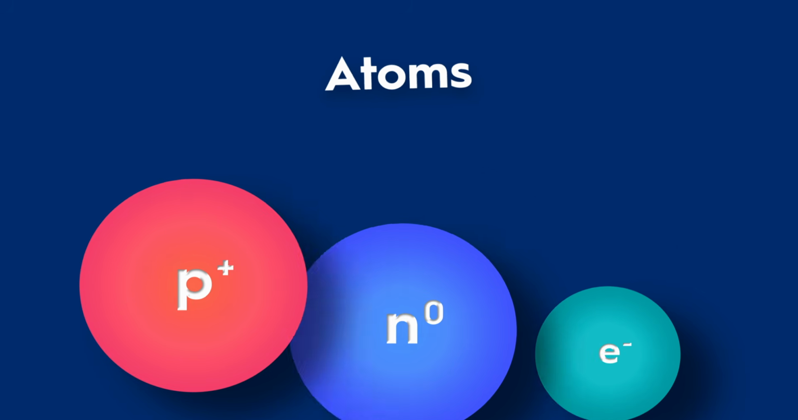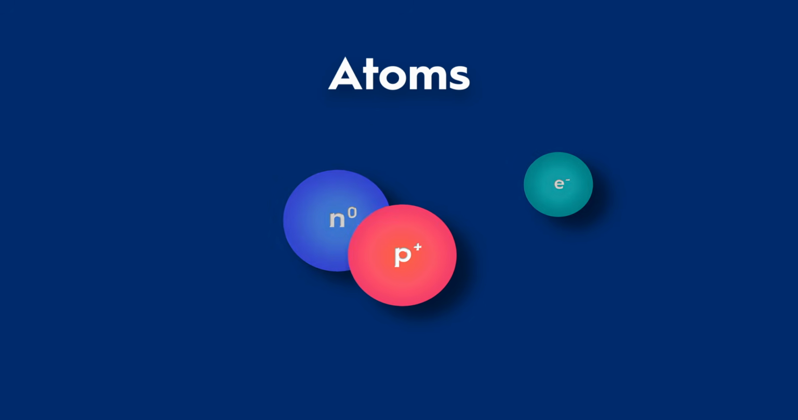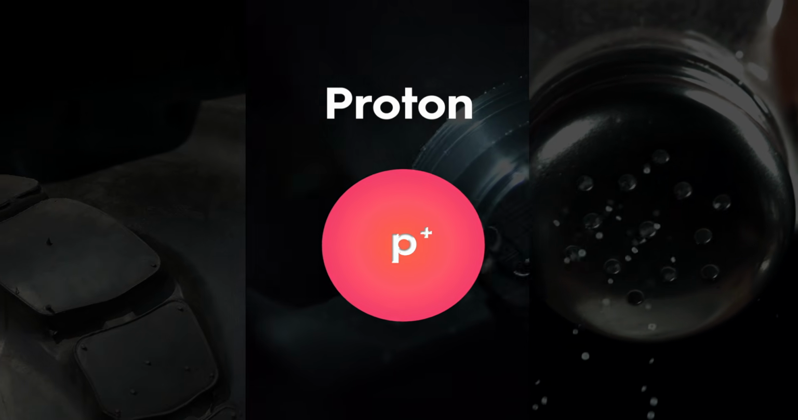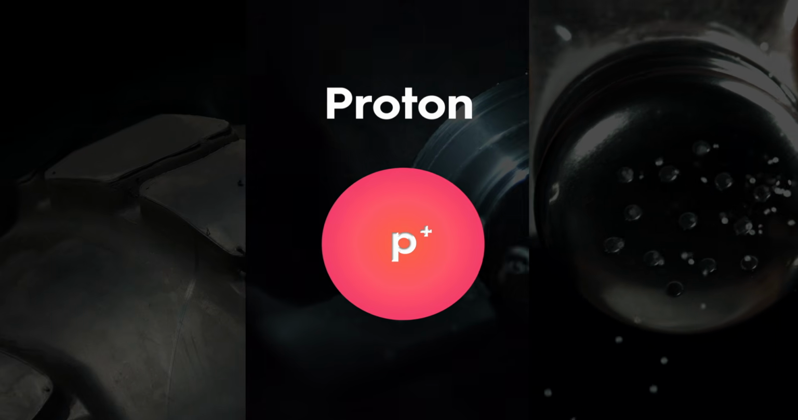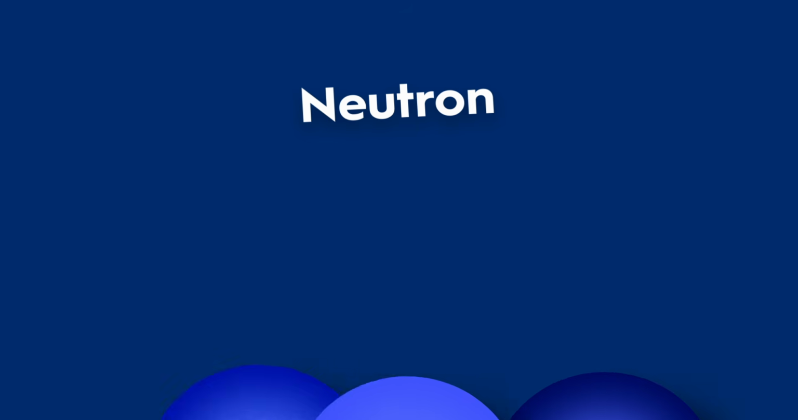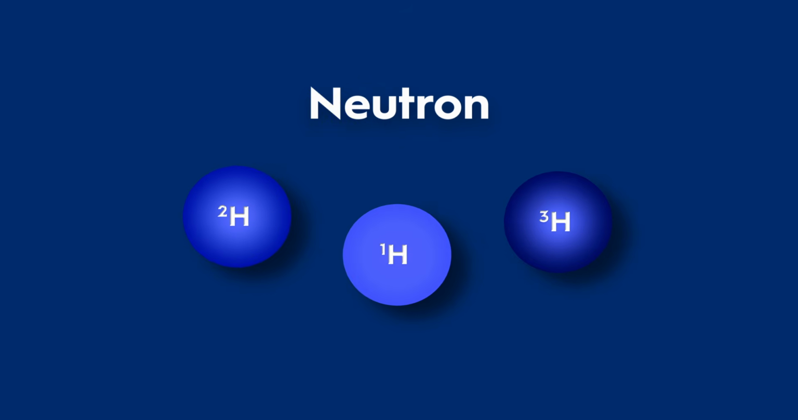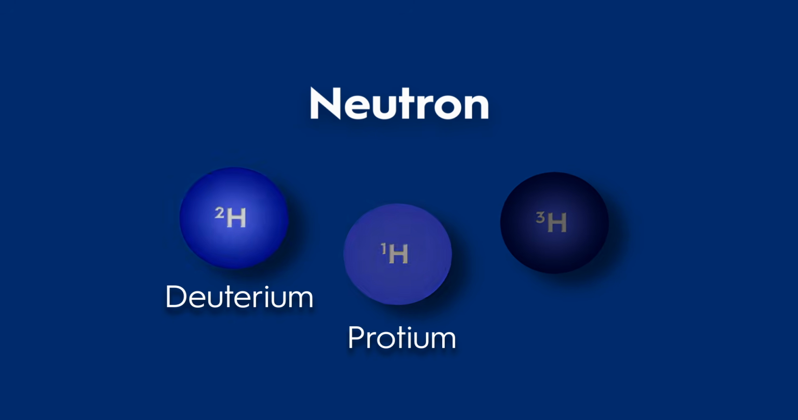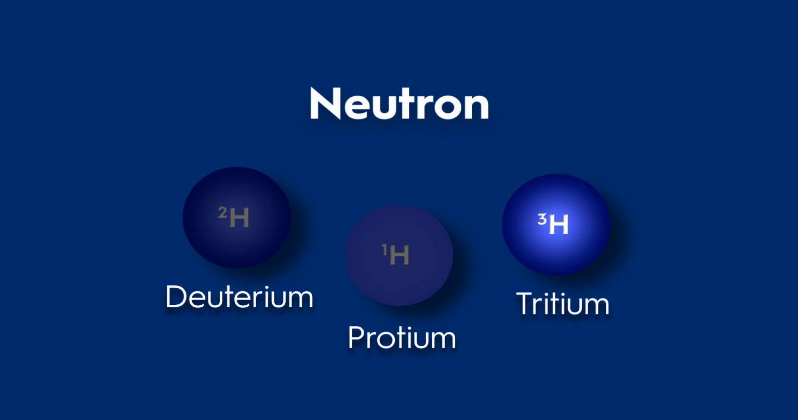Let's start with the basics. Every atom is built from positively charged protons, neutral neutrons, and tiny electrons. Protons decide the element, change those, and you change the element itself. However, neutrons can vary. Hydrogen's most common form, protium, has 1 proton, 0 neutrons. Deuterium adds 1 neutron. Tritium packs in 2 and is radioactive.